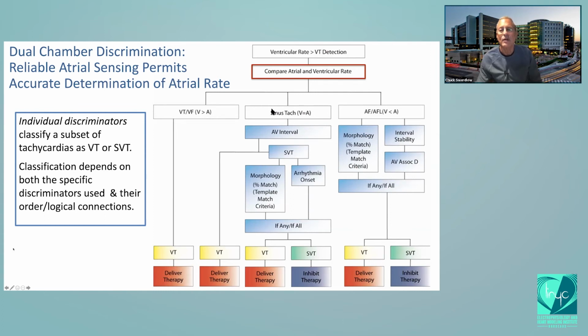On the other hand, if it's a 1-to-1 tachycardia or the atrial rate is faster than the ventricular rate, then we have to think about whether it's VT or SVT, and there are a bunch of rules to apply. Without getting into the details, the key point is that each of the individual discriminators, single and dual chamber, and Abbott has a lot of these discriminators, classifies a subset of the tachycardias as VT or SVT. The final classification of the whole algorithm depends on both the individual discriminators used and their logical connections.